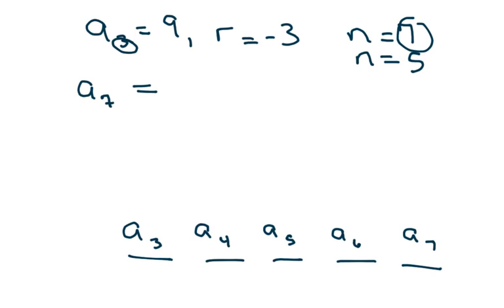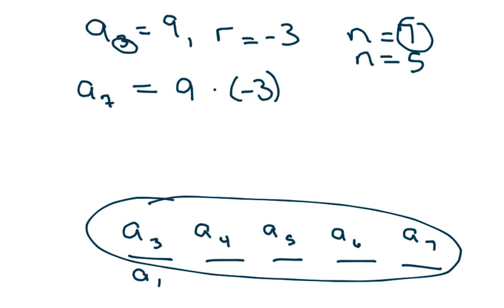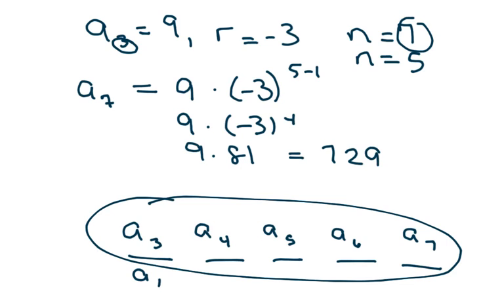So we're going to pretend that a sub 1 now, this is really your a sub 1, is 9 times r to the number of terms. By doing it this way, they aren't looking for the first term anyway, so I'm just doing it this way, is 5 minus 1. So that's 9 times negative 3 to the 4th, which is 9 times 81, which equals 729. Okay? And that's basically what you're doing for those.